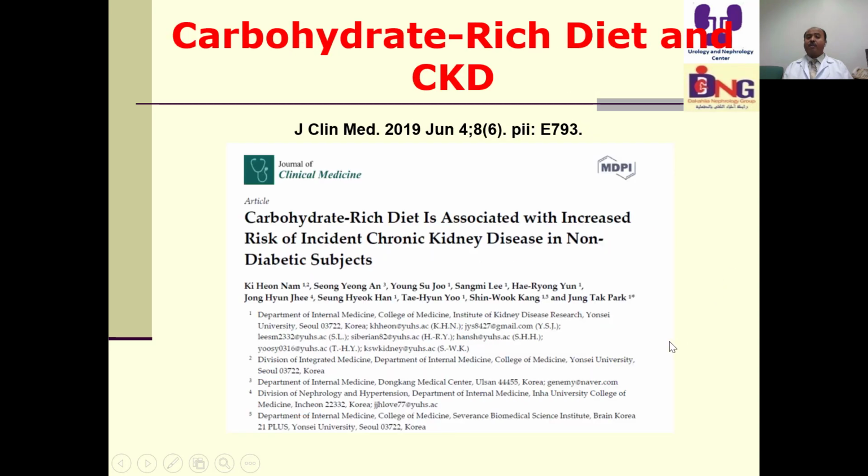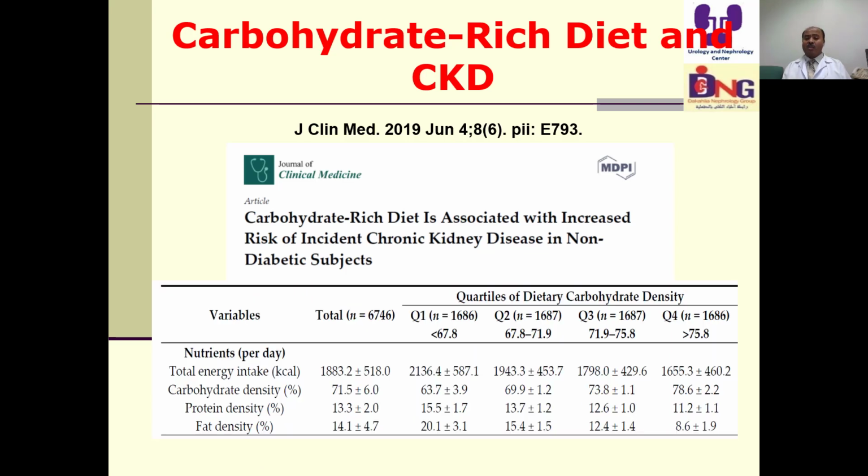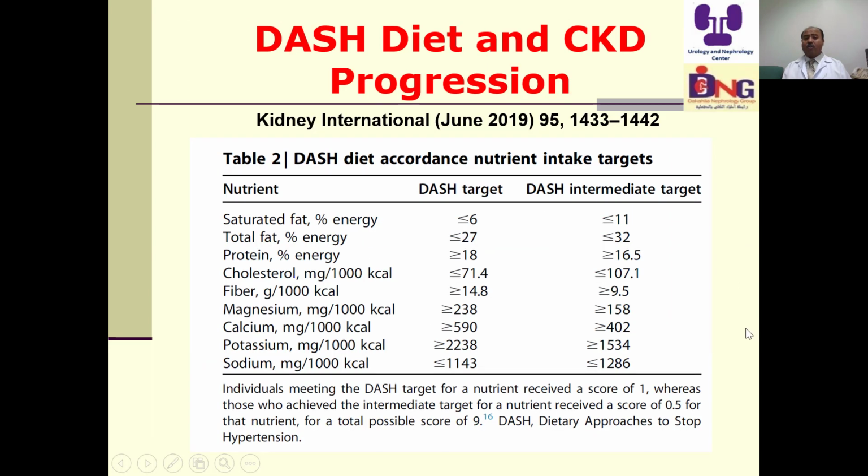The same applies to a high carbohydrate diet. So high carbohydrate density means that if carbohydrate constitutes more than 70% of total calories, this is one of the risk factors for chronic kidney disease. So we should be aware of that and reduce carbohydrate to less than 60% of the total calories.